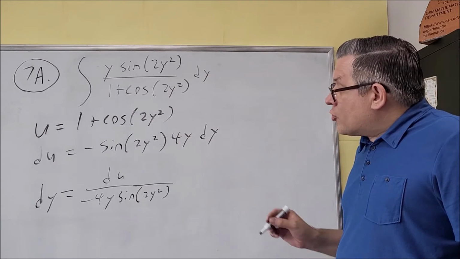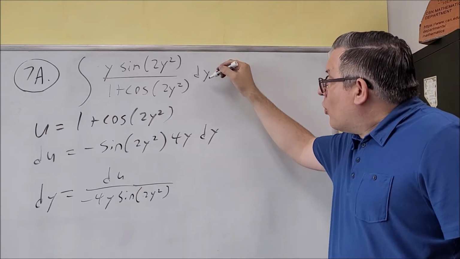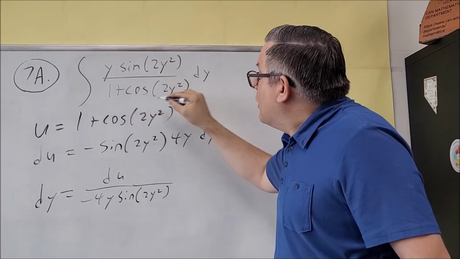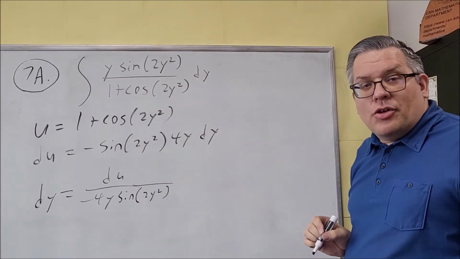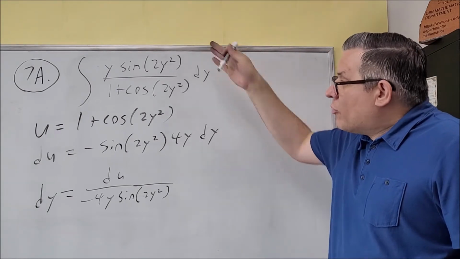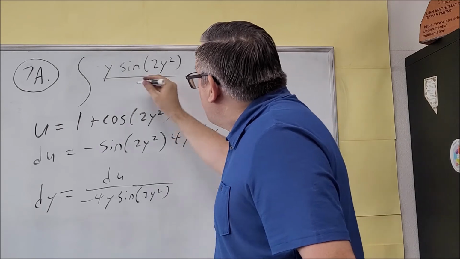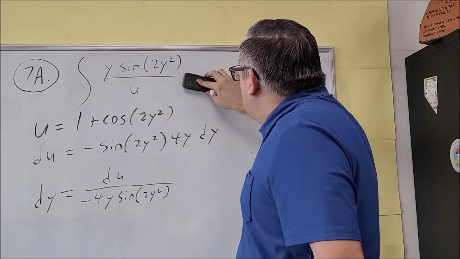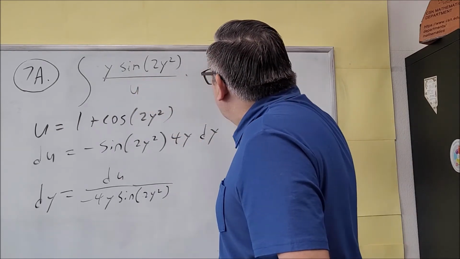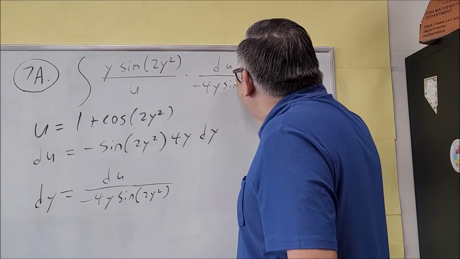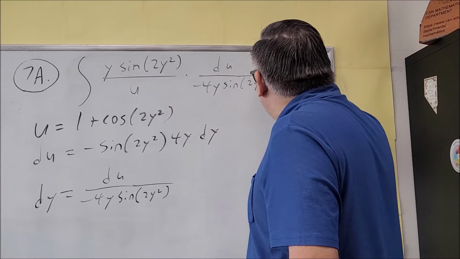So what we're going to do is replace the dy with all of this, and then all this is going to get replaced by the u. So let me do that with the original problem now. I'm going to take out all this and replace it with a u, and then the dy, I'm going to replace it with du over negative 4y sine of 2y squared.